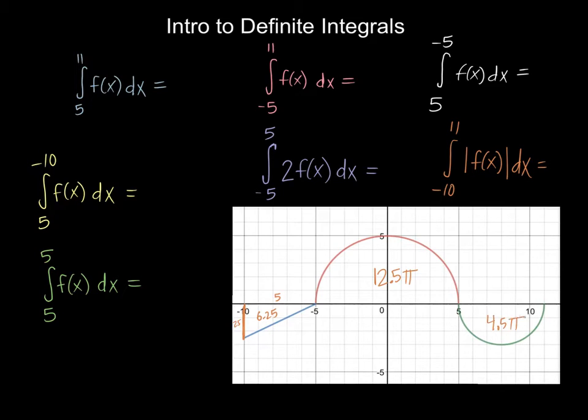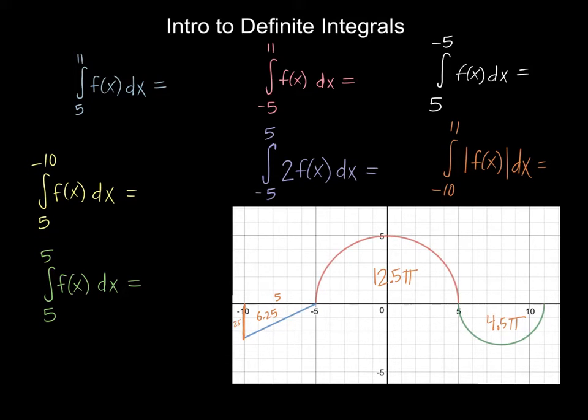The point is that these are values that I can calculate using geometry. And so if I want to know the area under a graph from point A to point B, then I just use the geometric formula. And this will let us practice those rules. So the integral from 5 to 11.